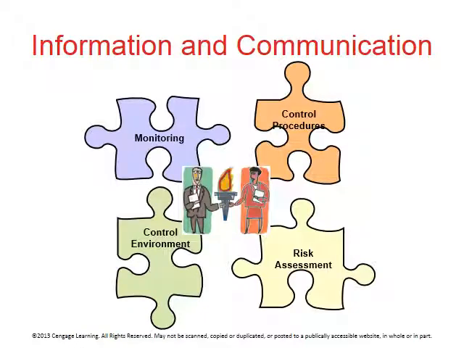Then information and communication is kind of the link between all of these. It's taking all the information from your control environment, your monitoring, your control procedures, and being able to communicate it downwards to everybody in the company to get everybody on the same page.